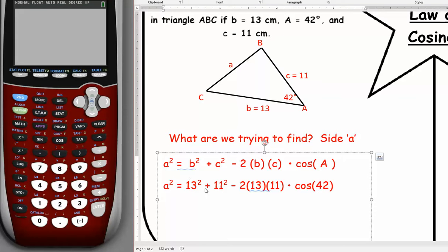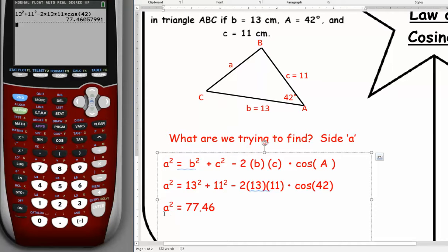All we've got to do is plug in everything into the calculator. So 13 squared plus 11 squared minus 2 times 13 times 11 times cosine of 42. Once we've done all that, we find out that a squared is 77.46. Now, right here, a lot of students will pause and they'll stop and they think, I'm done. No, you're not. A is not isolated.